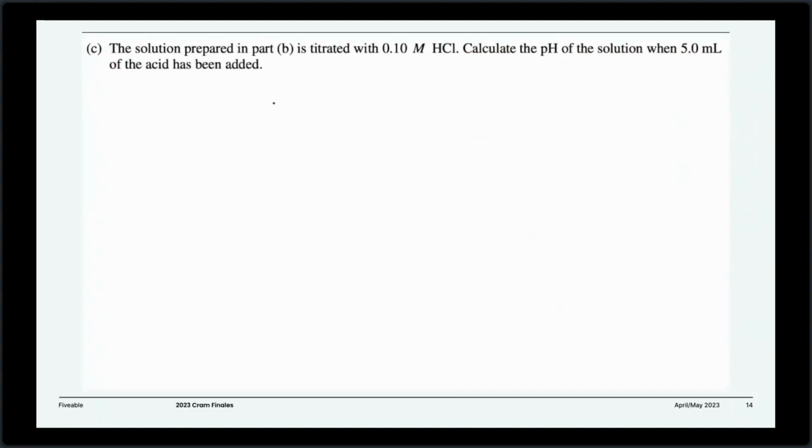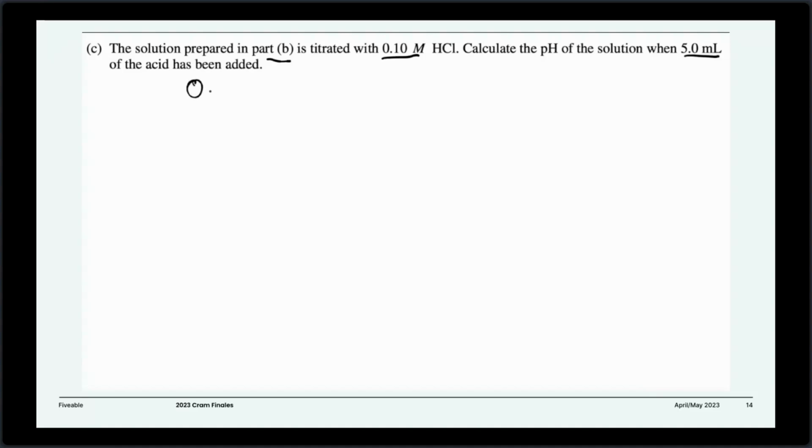Alright, so let's look at question C. Question C states that a solution prepared in part B is titrated with 0.1 molar HCl, and we need to calculate the pH of the solution when 5 milliliters of the acid, the HCl, has been added. Now to answer this question, we obviously need to look at information from part B, and to do this, we need to find the moles of aniline specifically, and the moles of HCl.